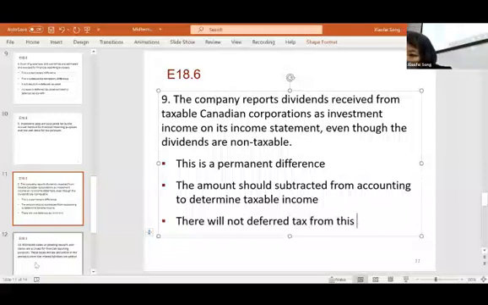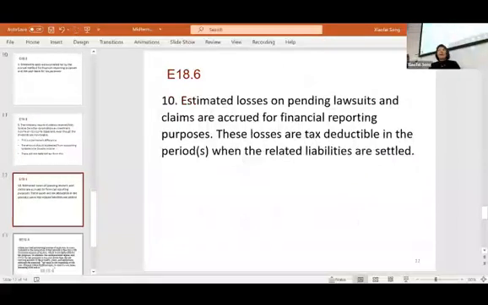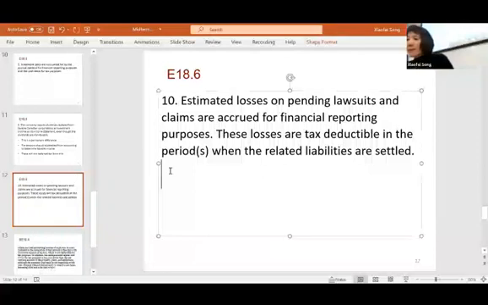One last one. This one we didn't see before, but it's good to step out of the beaten path once in a while. Estimated loss on a pending lawsuit and the claims are accrued for financial reporting purposes. These losses are tax deductible in the period when the related liabilities are settled. First of all, is it a permanent or temporary difference?